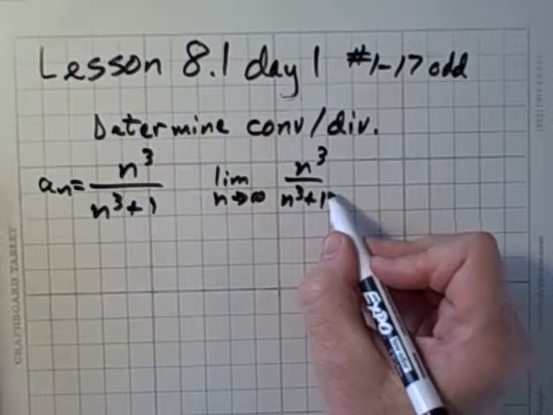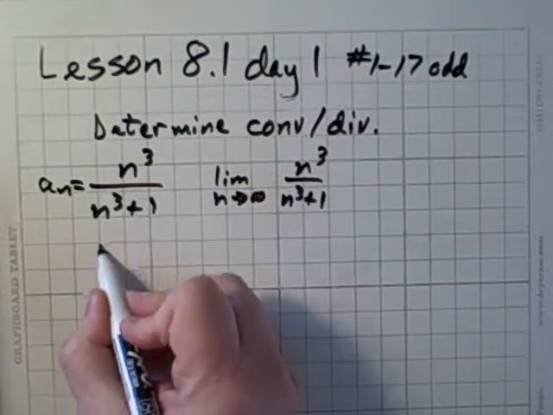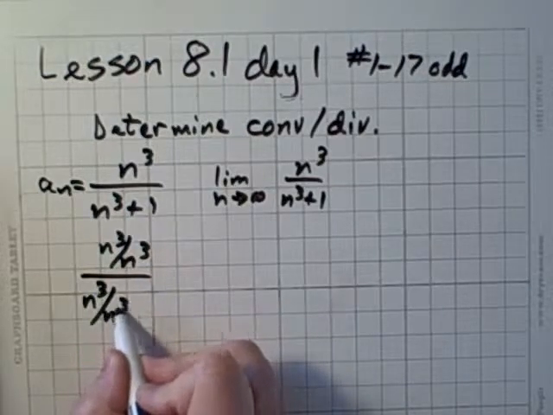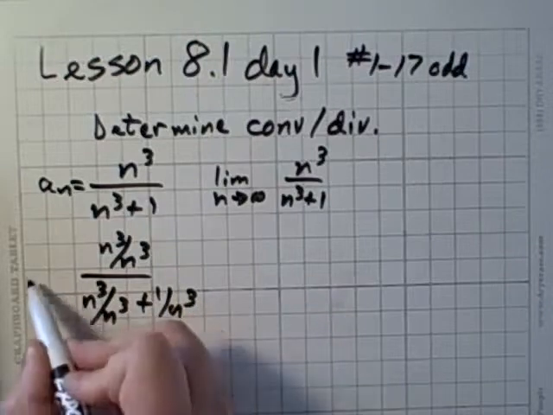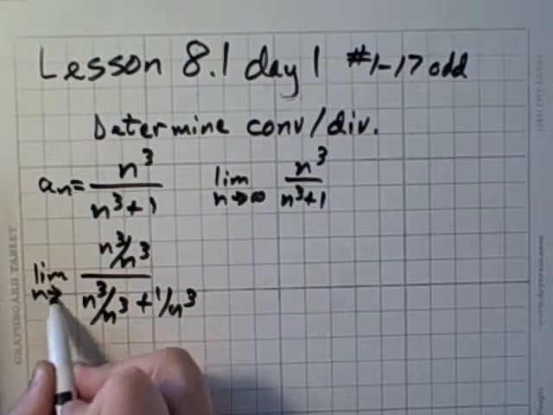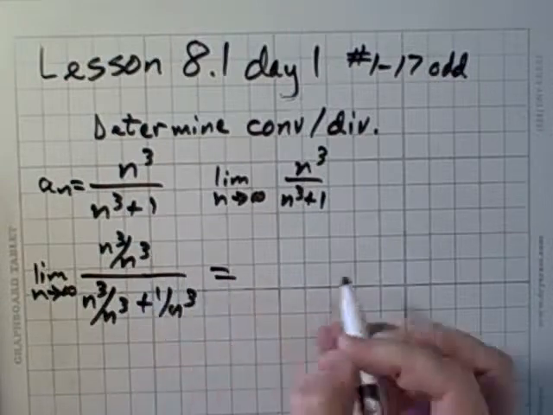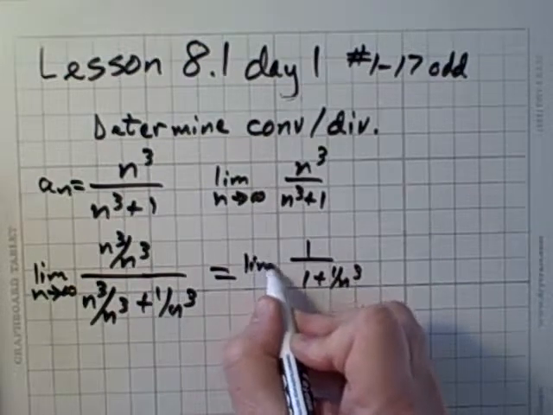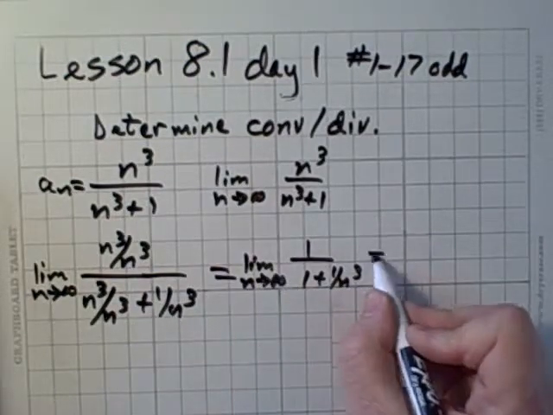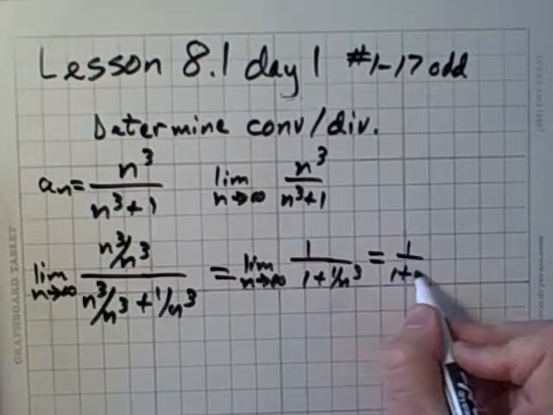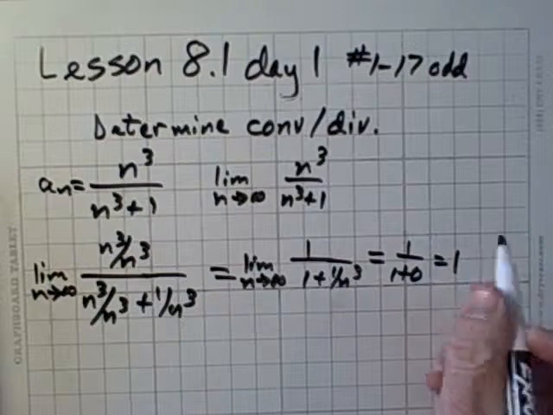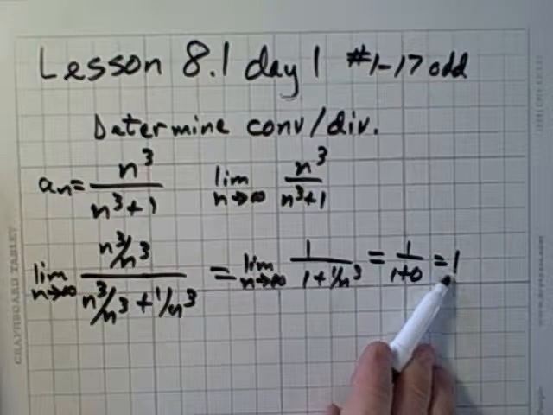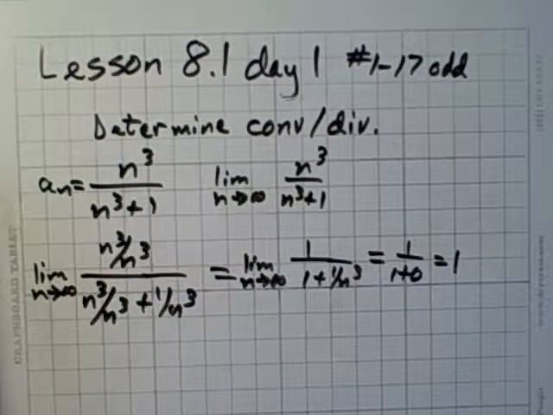You probably recall that we can divide by the highest power of n. So n cubed over n cubed over n cubed, plus 1 over n cubed. Take the limit as n goes toward infinity. First reduce this. We have 1 over 1 plus 1 over n cubed. When we take the limit as n goes toward infinity, this piece goes to 0, and the limit is 1. So if we wrote this pattern out, the terms would get closer and closer to 1. In fact, they converge to the number 1.